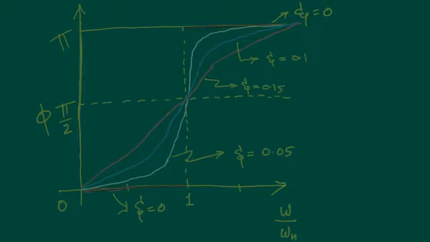So that's how your phase angle will change with respect to two parameters: the amount of damping present in the system, as well as the frequency of excitation. So I think that makes sense. Keep in mind, at resonance, no matter what value of zeta you have, the phase difference is all the time pi by 2.